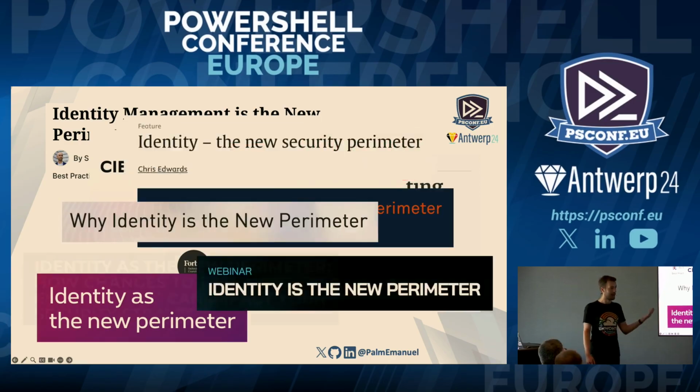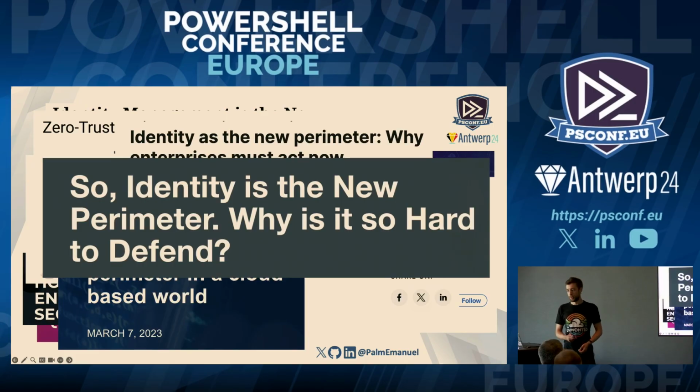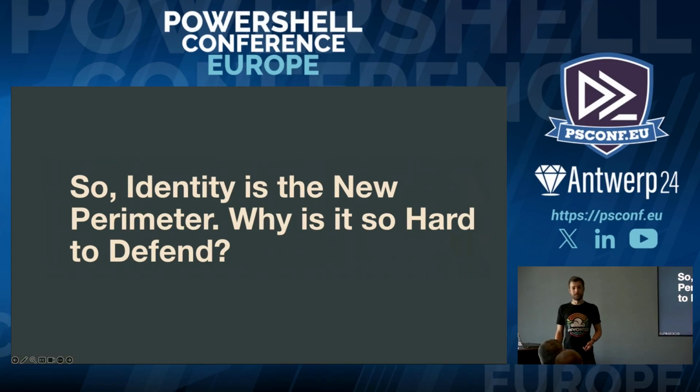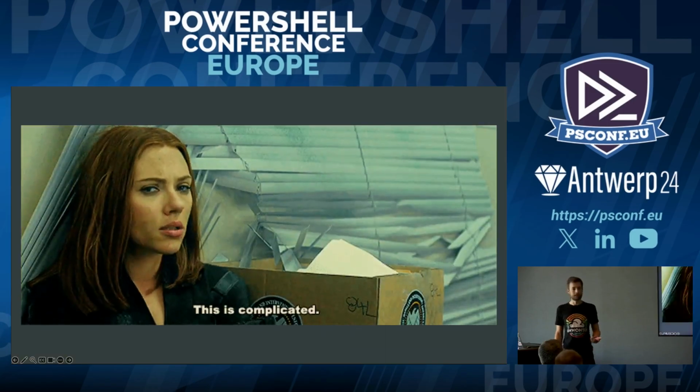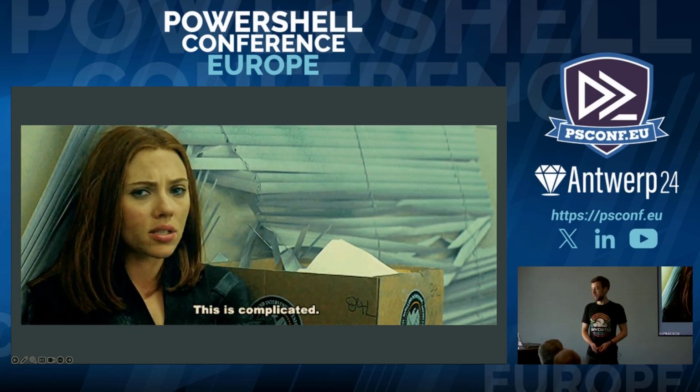And if you haven't seen this headline, it's been pretty much anywhere. So identity is the new perimeter. Why is it so hard to defend? Because it's complicated. That's why it's so hard to defend.